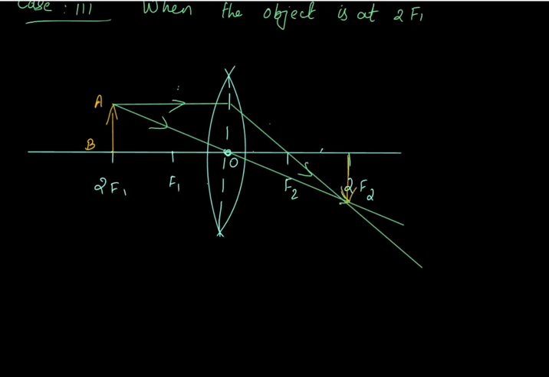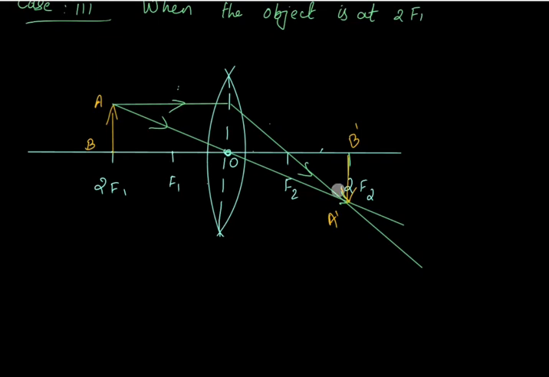Okay, and you can name the image A dash, B dash. When you look at the size of the image, you can see that it is the same as the size of the object. If you measure, you will see that the size of the image is the same as that of the object. So the image which we got is at 2f. Then it is inverted, and it is real because it is formed by the actual meeting of two refracted rays. So it is a real image, inverted, and having the same size as the object.